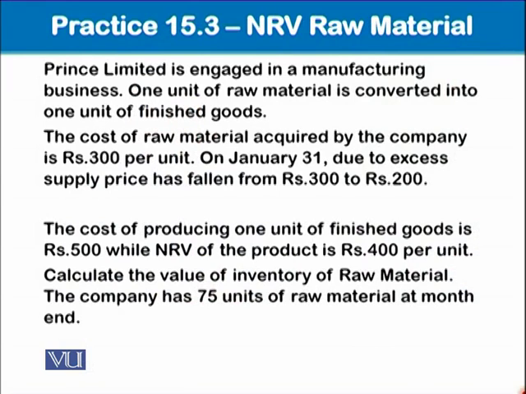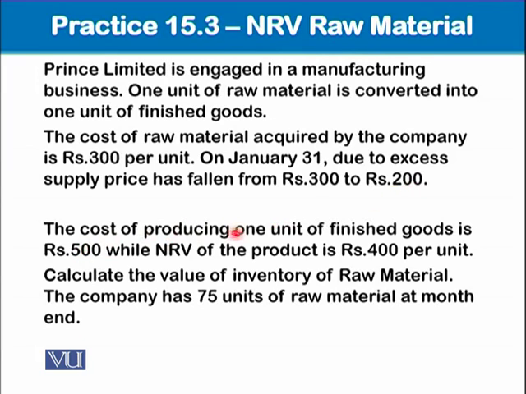Let's see one more practice question on this. Prince Limited is engaged in a manufacturing business. 1 unit of raw material is converted into 1 unit of finished goods. The cost of raw material acquired by the company is 300 per unit, whereas on 31st January, due to excess supply, the price has fallen from 300 to 200. So our replacement cost is now 200, which is the NRV or net realizable value for the inventory per unit.